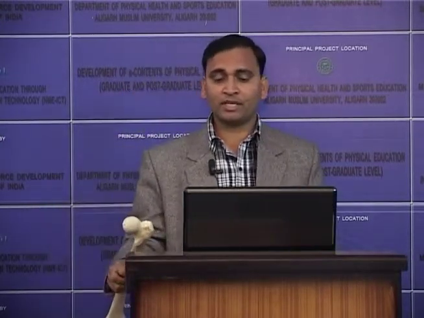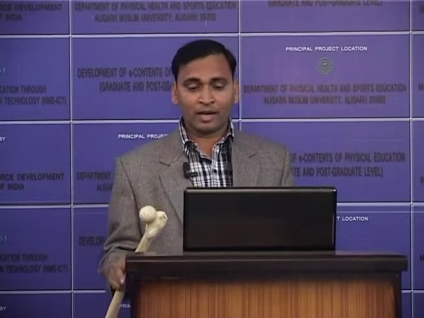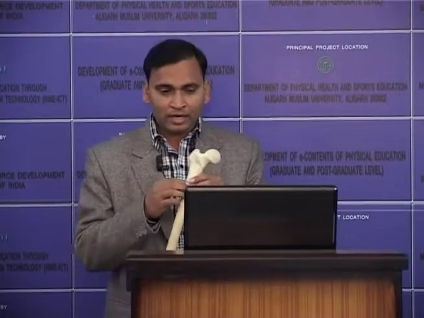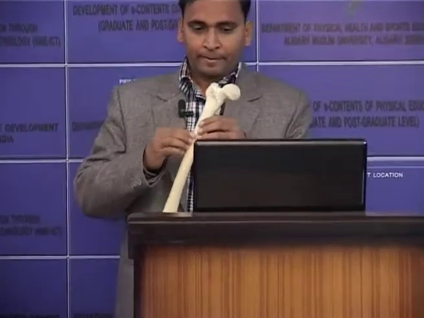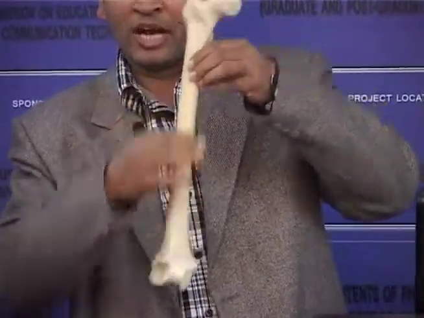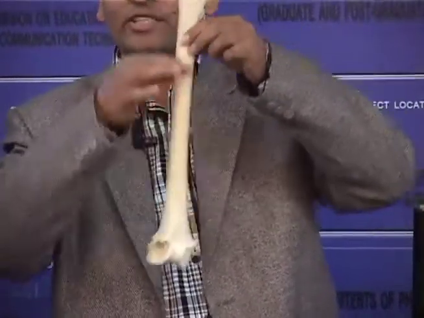linea aspera. The fourth and last muscle of quadriceps is vastus intermedius, which arises from the lateral and anterior side of the diaphysis of the femur. You can see here, this is a femur, lateral and anterior side. This is the lateral side of the femur, the diaphysis. Diaphysis means the shaft. This is the diaphysis of the femur.